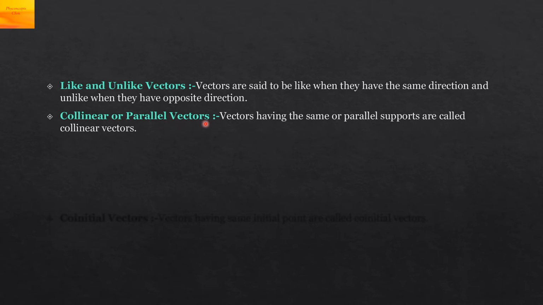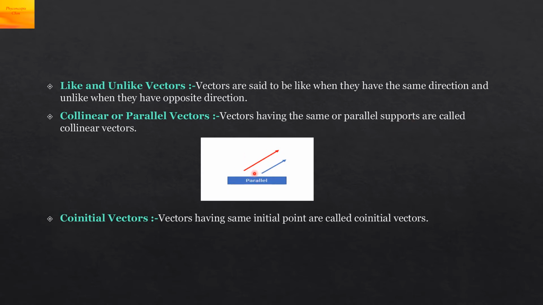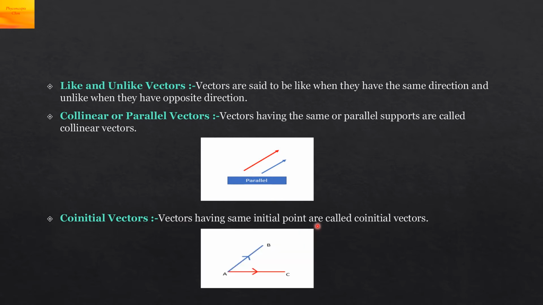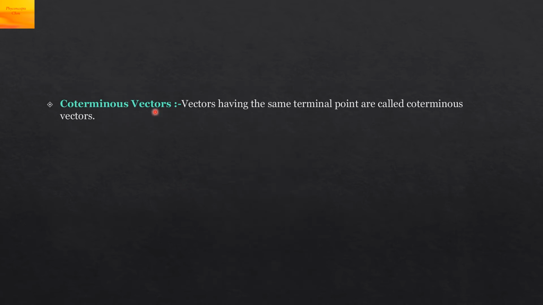Collinear or parallel vectors: vectors having the same or parallel supports. Indicated in this diagram. Co-initial vectors: vectors having the same initial point. So the initial point for these two vectors is the same point A. Coterminous vectors: vectors having the same terminal point.